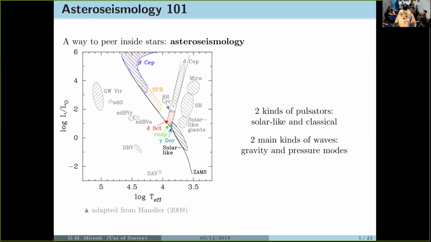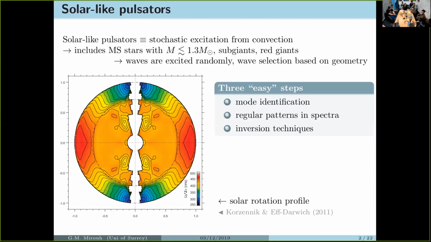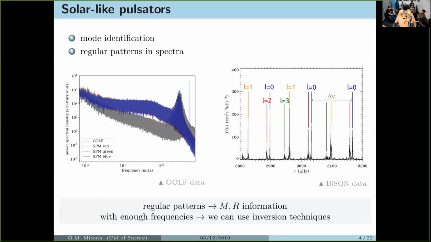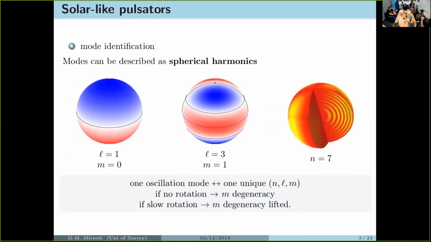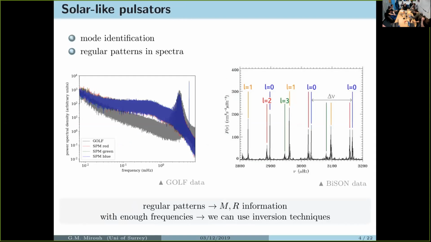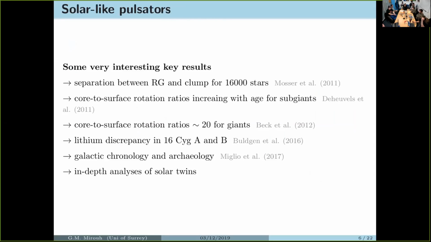So you may remember from a previous talk how solar-like pulsators work. Basically, the three steps I wanted to highlight with my previous presentation, that was meant to be a standalone one, obviously, are these: mode identification, regular patterns, and inversion techniques. These are for solar-like pulsators.